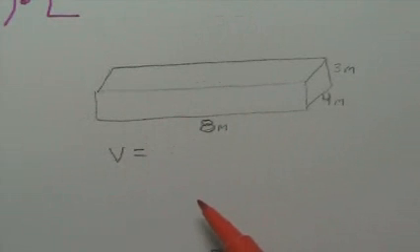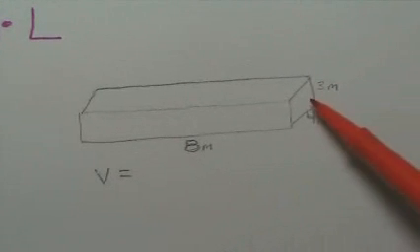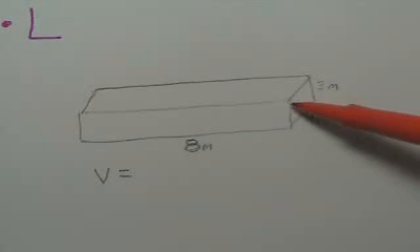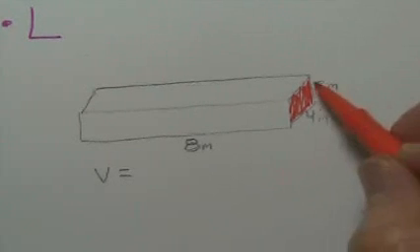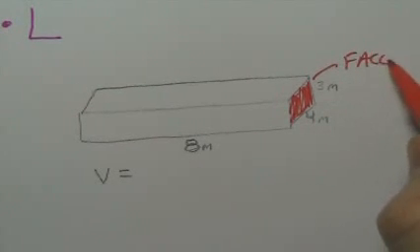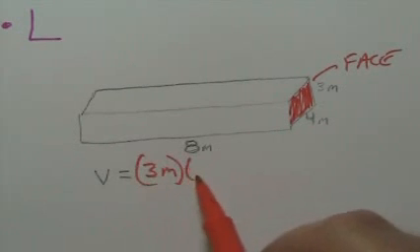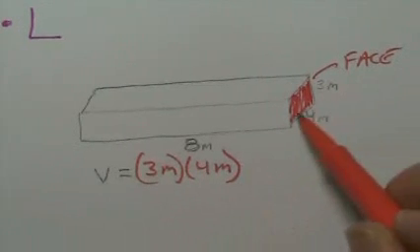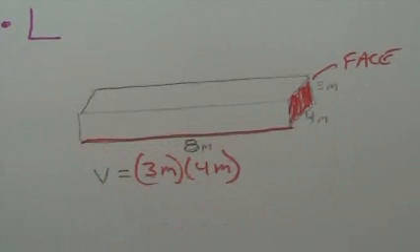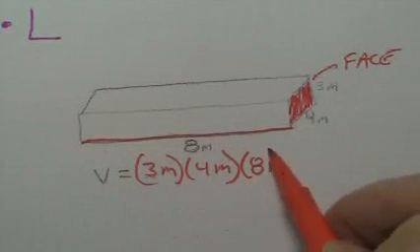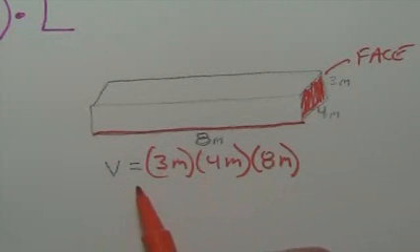Okay, let's go to the next figure. Again, we want the face times how long it is. So how about if we just make this our face? We'll make that the face. And the face is 3 by 4, base times height. So that's 3 meters by 4 meters. That's my face. And then I multiply by how long it is. And how long is it? It's 8 meters. So now all I need to do is multiply the 3 numbers together.